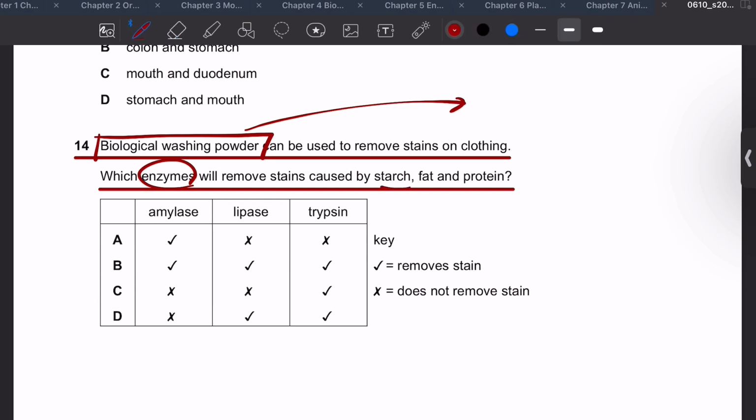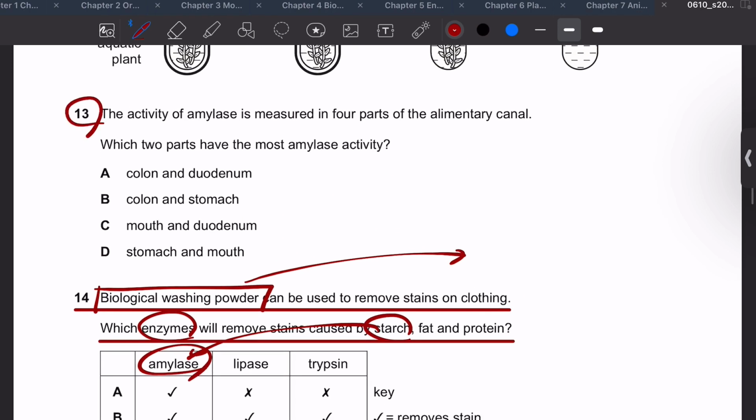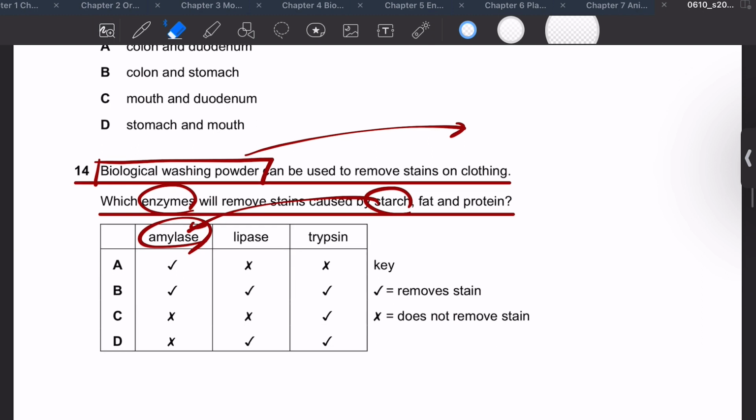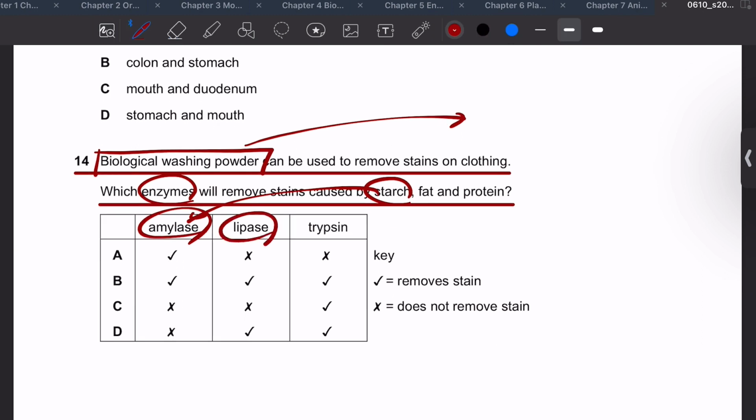So starch gets broken down by amylase, like I said before in question 13. And fat will be broken down by lipase. And protein will be broken down by trypsin. Well, there are two enzymes that can break down the protein. One is trypsin, which is present in the small intestine, made by the pancreas but present in the small intestine. And another one is pepsin, which is present in the stomach.